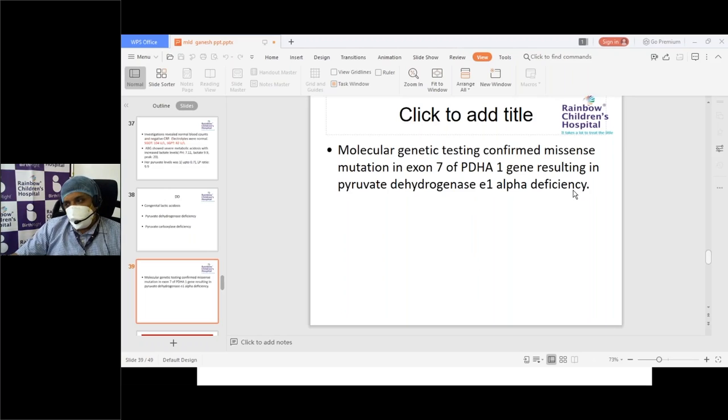So this baby was treated with bicarbonate for acidosis. In view of very high lactate levels, we did the peritoneal dialysis. It was the timing of the peritoneal dialysis that has saved this baby. And at now 1.5 years of follow-up, she is developmentally normal and is doing very fine.